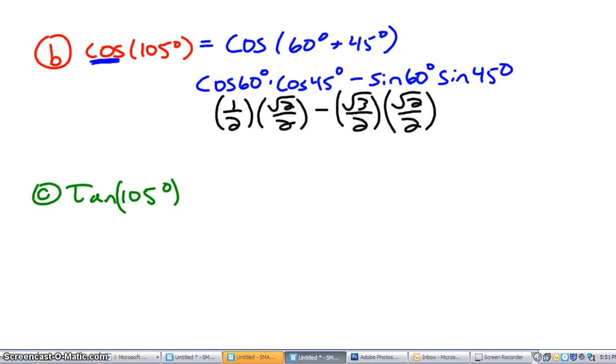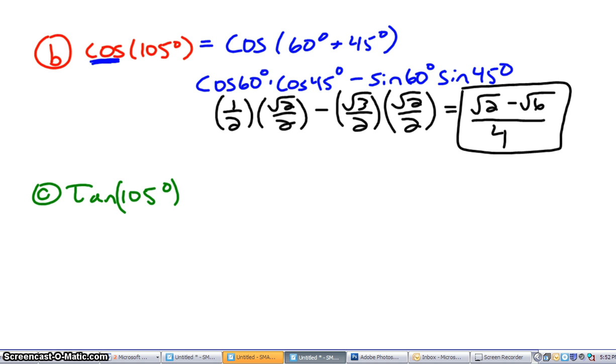Putting these together, we'll end up with something that's becoming very familiar. We end up with a radical 2, this time a subtraction of radical 6 all over 4. Again, don't be surprised to see the function solution written as radical 2 over 4 times 1 minus radical 3.